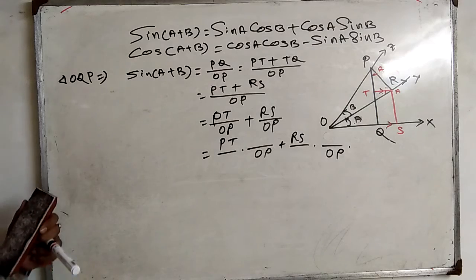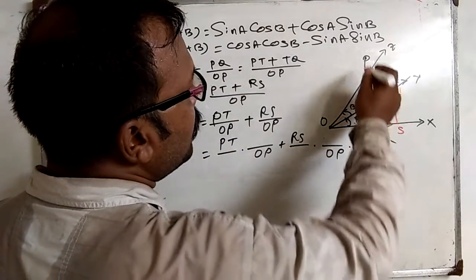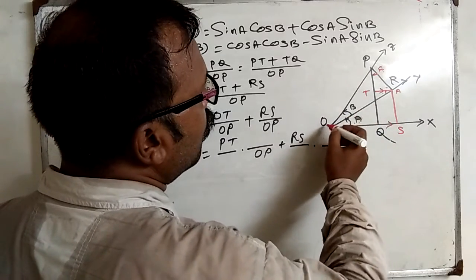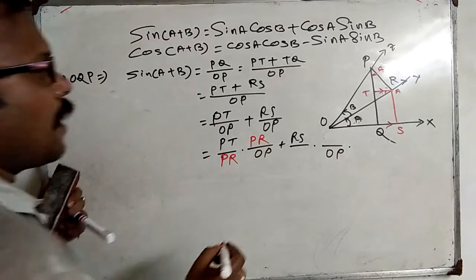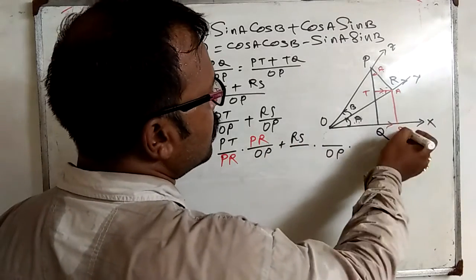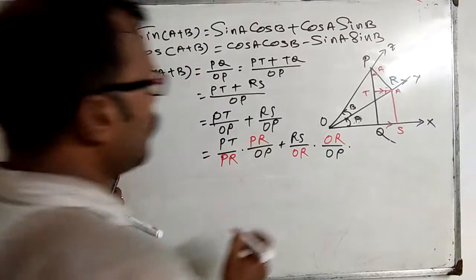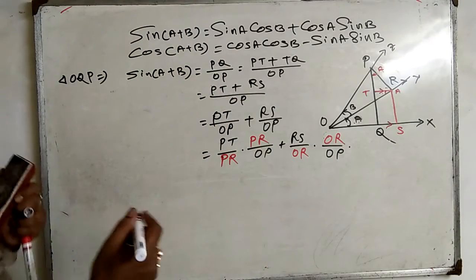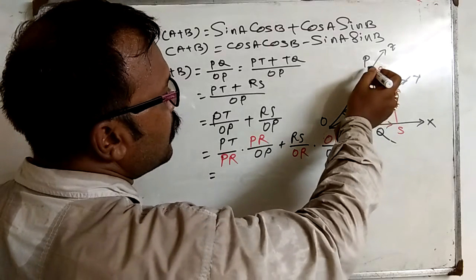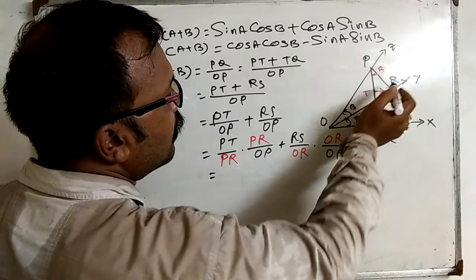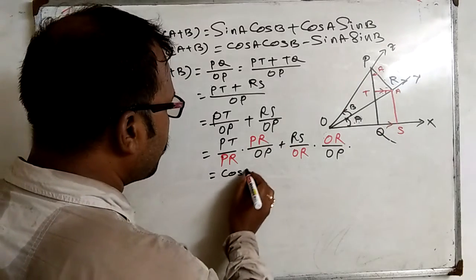Now we multiply numerator and denominator by PR for PT by OP, and by OR for RS by OP. Now see, PT by PR, from the triangle, this is the base and this is hypotenuse, cos A.